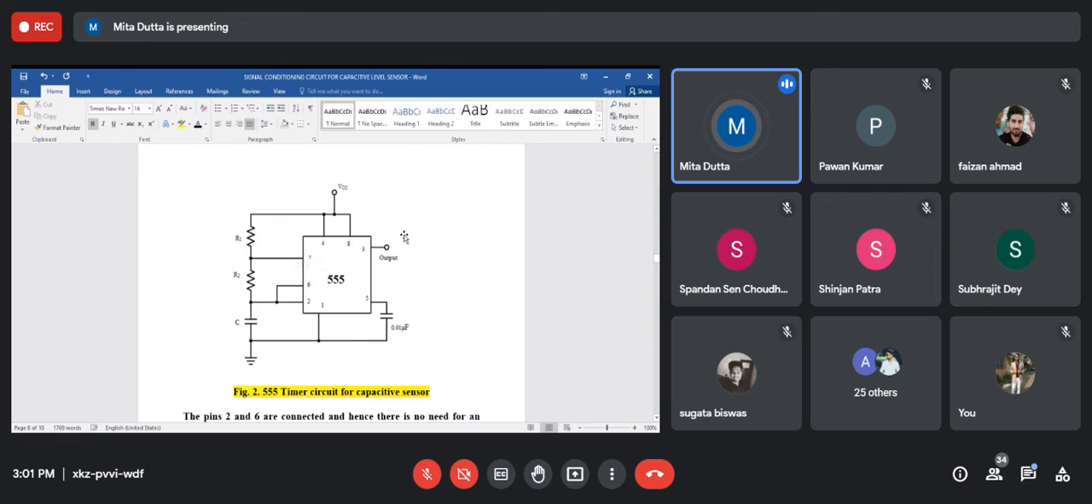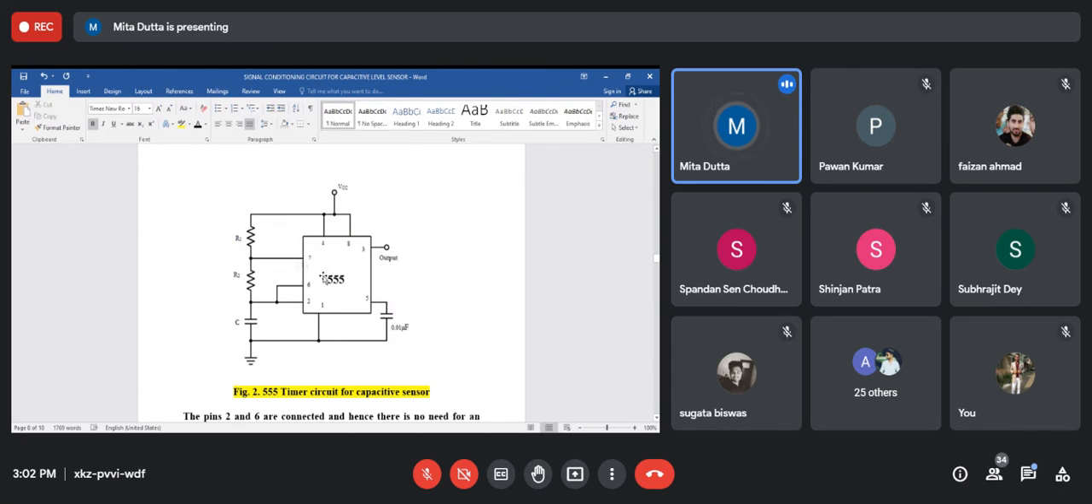It will produce rectangular pulses, and it has only two modes, T on and T off. That means capacitor charging and capacitor discharging. Pin 8 is the supply voltage pin. Here we have connected it to the supply voltage, which is VCC, and pin 4 is the reset pin.